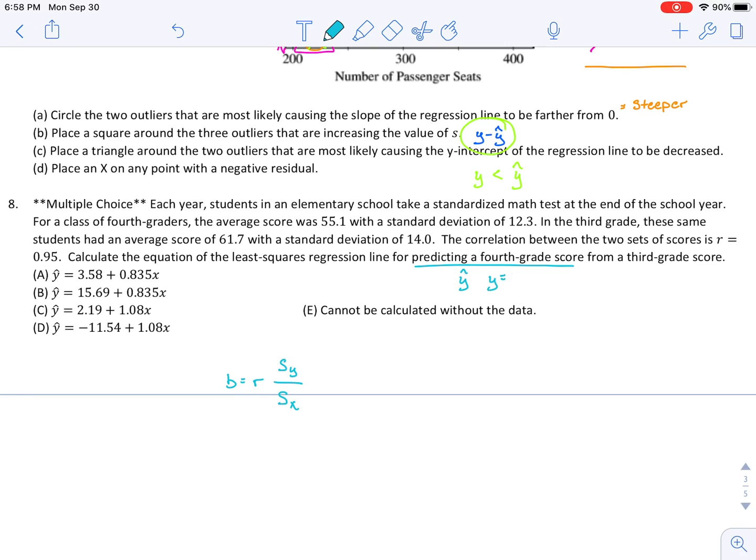So y are the 4th graders. And you're predicting it from the 3rd grade score, which means you are using your 3rd grade scores as your explanatory variable. So when I go to do this, the correlation is stated to us to be 0.95. The standard deviation of the 4th graders is 12.3. The standard deviation of x, the 3rd graders, is 14.0.